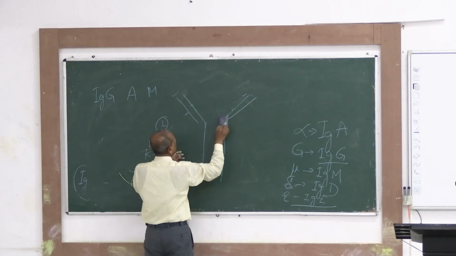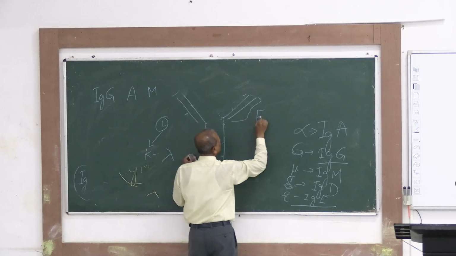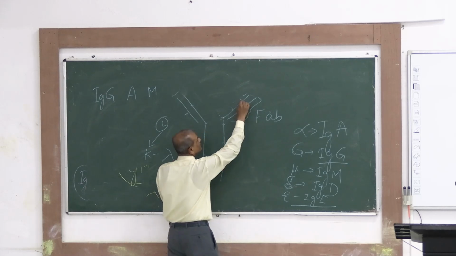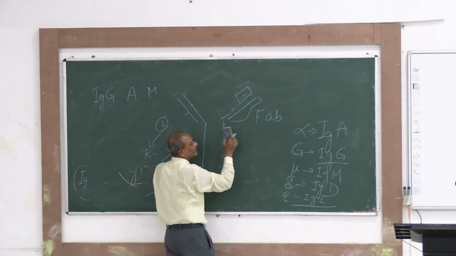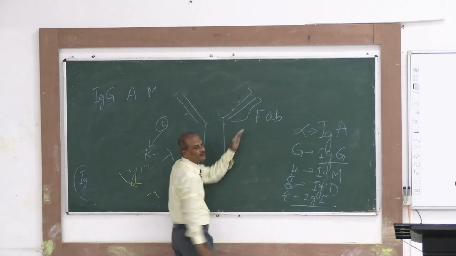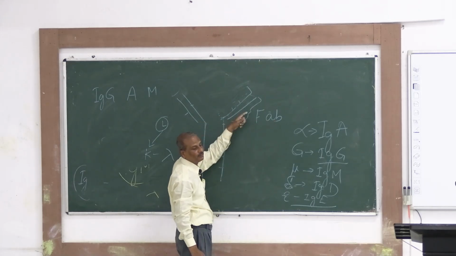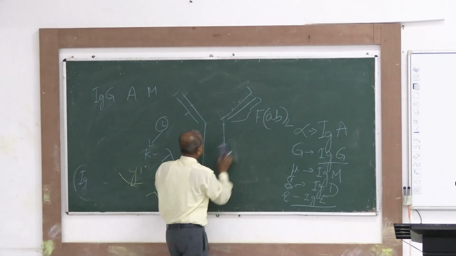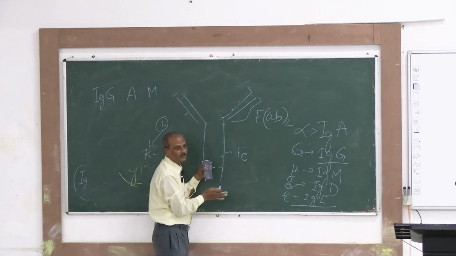Okay. So this part is called fragment antigen binding, because this region, this variable region, basically binds the antigen. So this entire part is called the FAB region, fragment antigen binding. Since there are two antigen binding sites, it is called F(ab')2. And this portion is called FC, meaning fraction crystallizable.